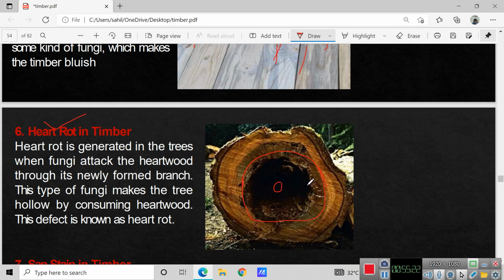the fungi in this case enter from the newly grown branch of the wood. So suppose this is a tree and these are the newly grown branches of this tree. The fungi enter this tree through this newly grown branch.